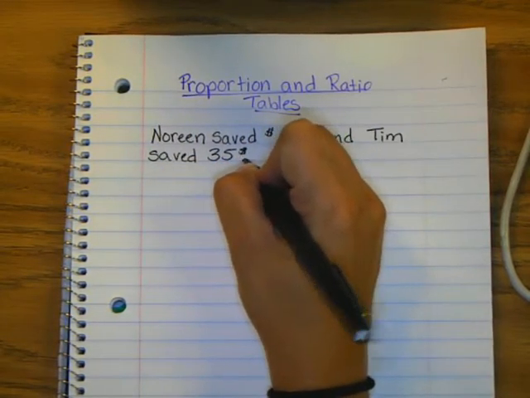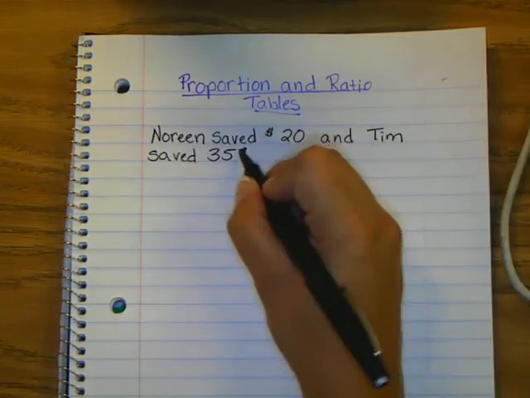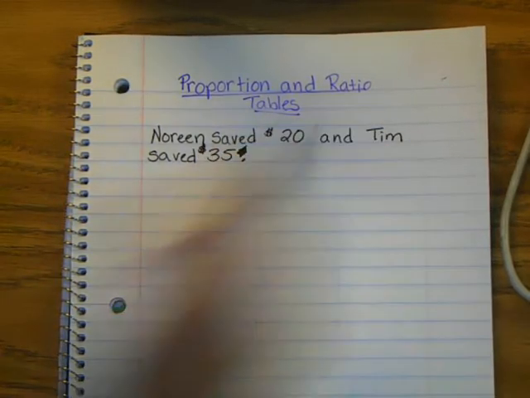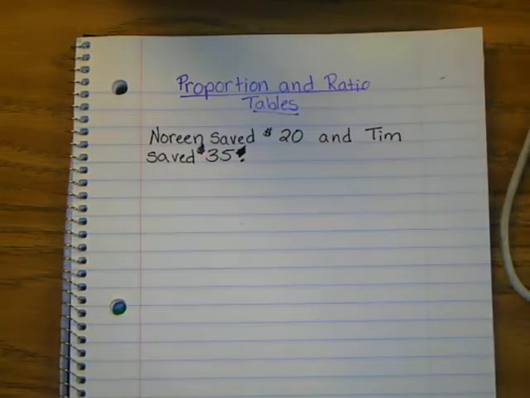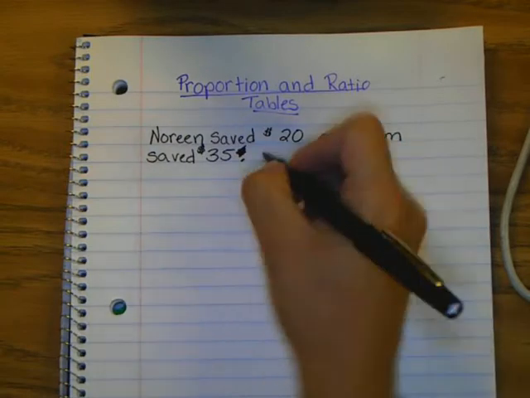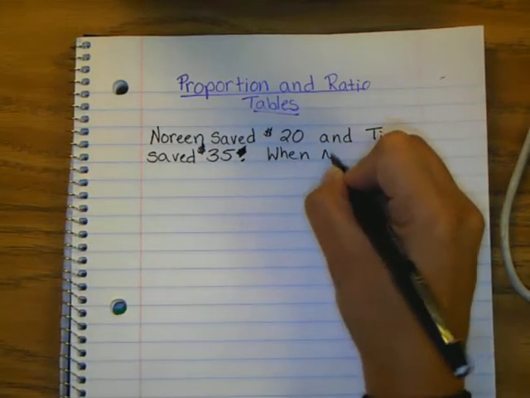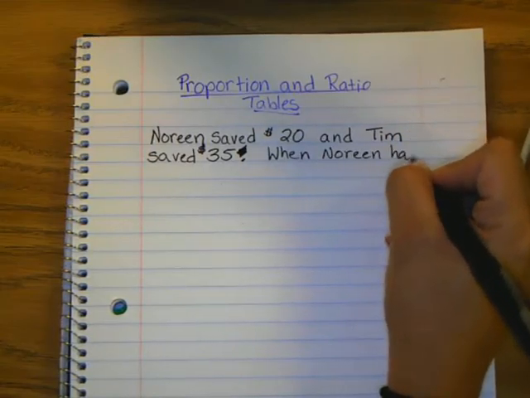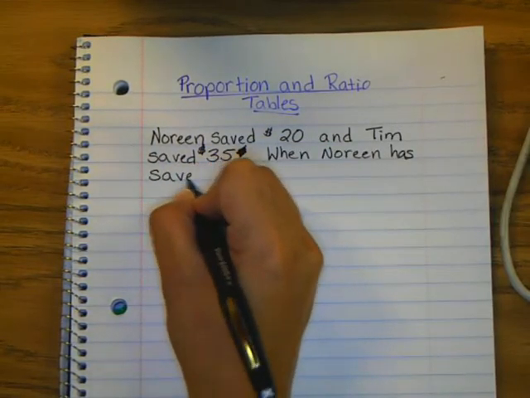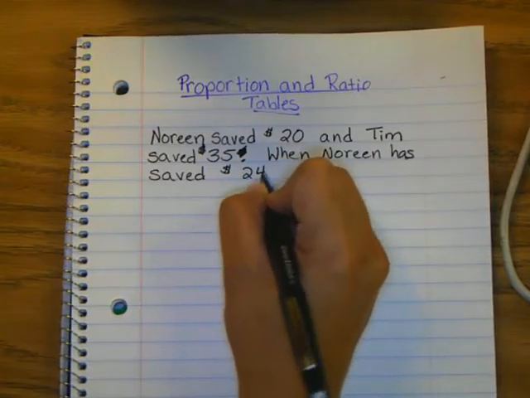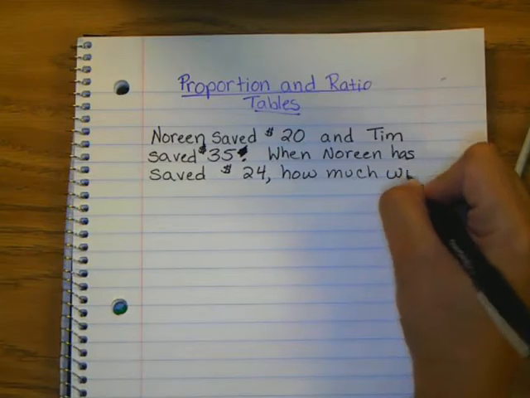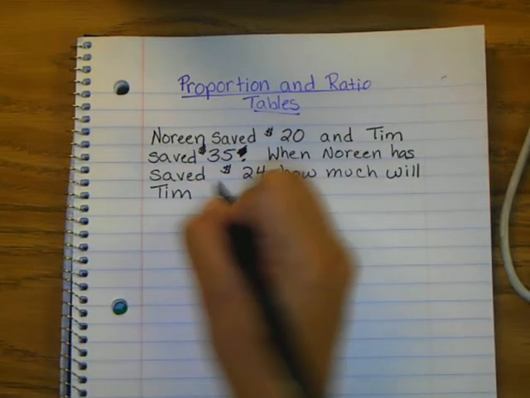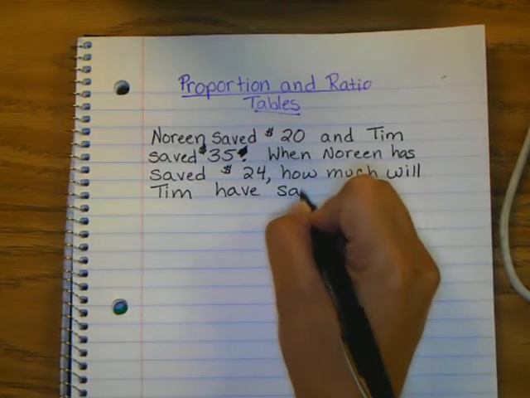She saved $20 and Tim saved $35. Why did I put the money sign there? It should go before your number. That's why we should use pencil. Okay, so Noreen saved $20, Tim saved $35. We know that. So the question is, when Noreen has saved $24, how much will Tim have saved?